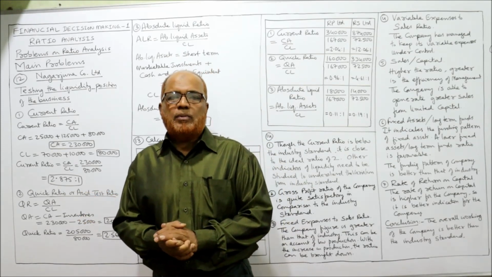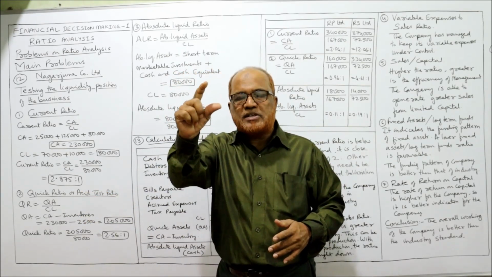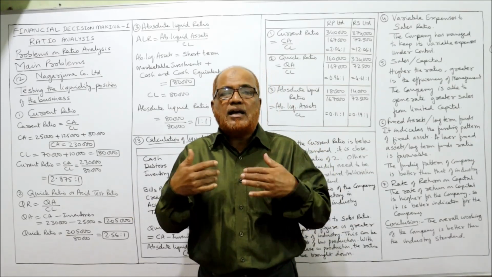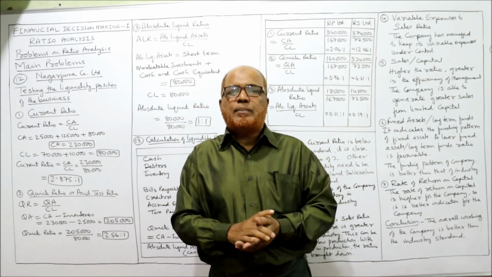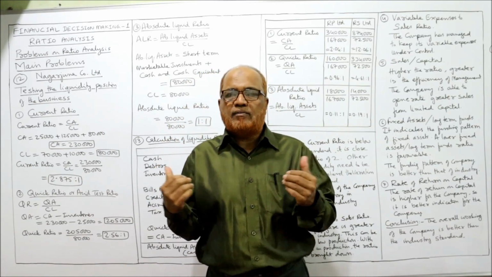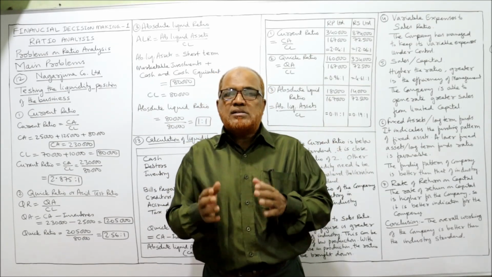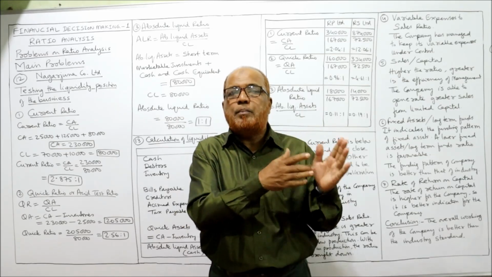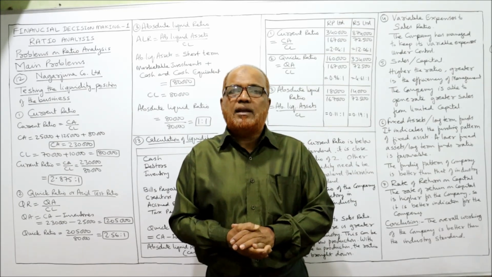Totally 14 main problems we have done. In this problem set, the starting problems are on calculating specific ratios which are given. The next type of problems are interpretation problems. Ratios are given and we have to interpret and give the conclusion, which we have done. Next problem is reverse back problem. That means ratios are given. By using those ratios, we have to prepare the financial statements. That will be taken up in the next video.